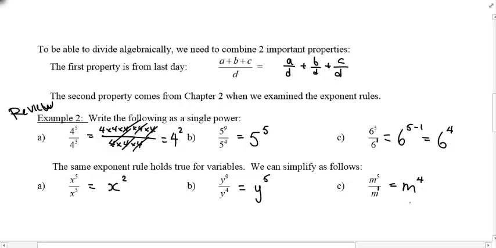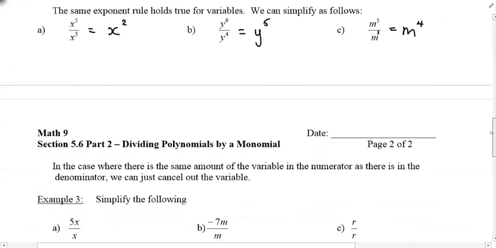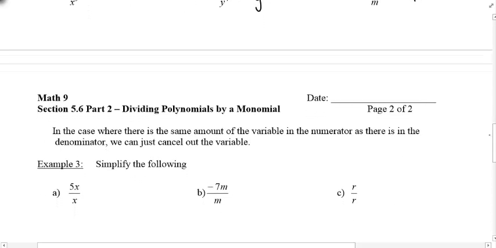So combining these two ideas together, I'm going to ask you to turn the page, and let's see if we can now simplify some other ones. Okay. Notice in this case, it says, in the case where there is the same amount of the variable in the numerator as there is in the denominator, we just cancel out or divide out the variable. So notice this x divided by x, that just gives us 1, so this is just 5. Negative 7m divided by m, that's just negative 7.